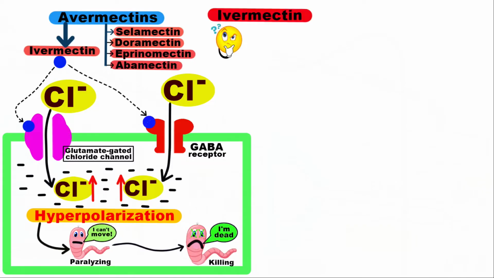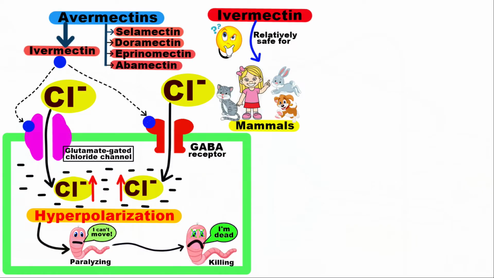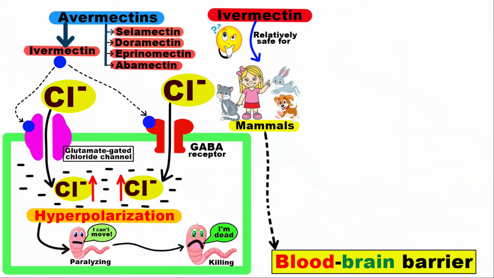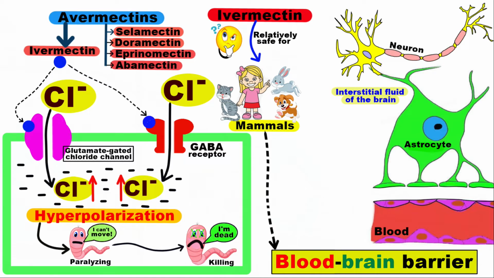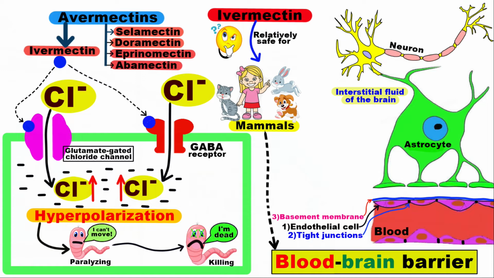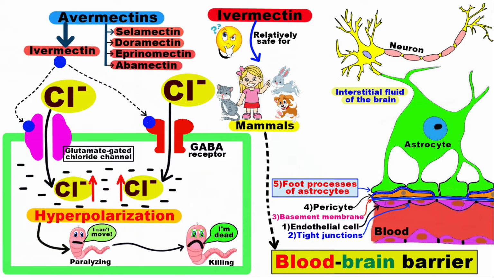To understand why ivermectin is relatively safe for mammals, meaning it doesn't paralyze and kill us too, we need to understand the concept and the structure of the blood-brain barrier. The blood-brain barrier is the barrier between the cerebral capillary blood and the interstitial fluid of the brain. The blood-brain barrier is made up of capillary endothelial cells, with tight junctions between them, the basement membrane, pericytes embedded in the capillary basement membrane, and the foot processes of astrocytes.